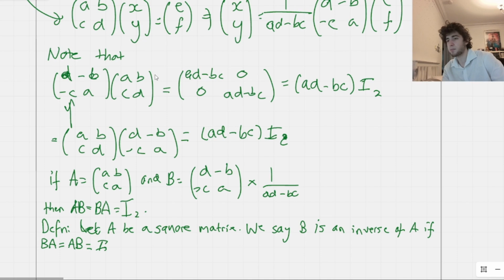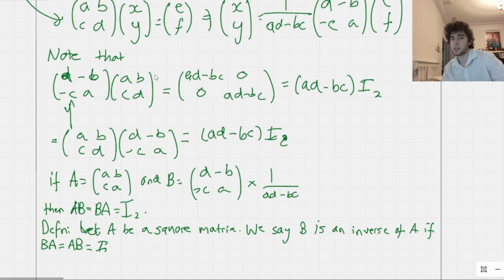So B being an inverse of A means that multiplication is commutative, so AB is equal to BA, and not only is it commutative, it will always give you the identity matrix. So if BA is equal to AB is equal to the identity matrix, then B is an inverse of A. In order to check and verify statements about inverses, we need to check that condition. Because if that condition is not true, then B is not an inverse of A.